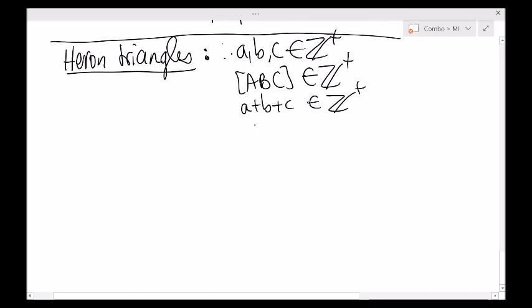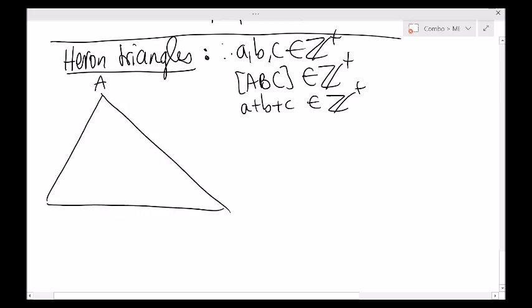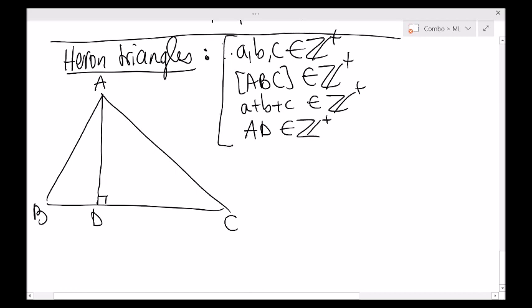And the altitude, let me draw another picture here. A, B, C. The altitude here, AD, is also an integer. You might ask me, why do you put so many restrictions? Well, because there are so many of them. When I put enough restrictions, there aren't as many. So then suddenly it's an interesting problem.